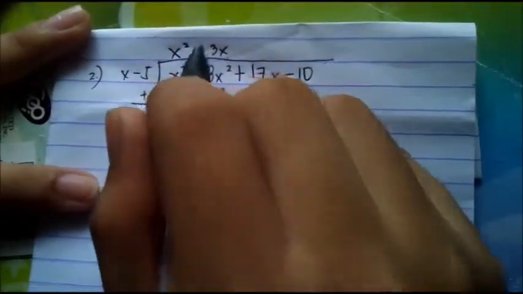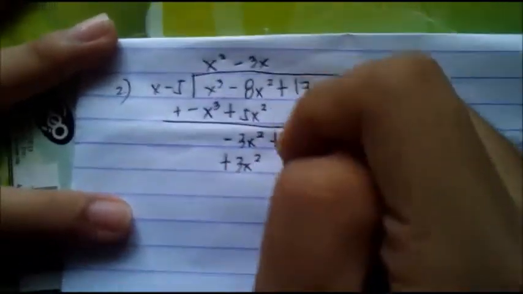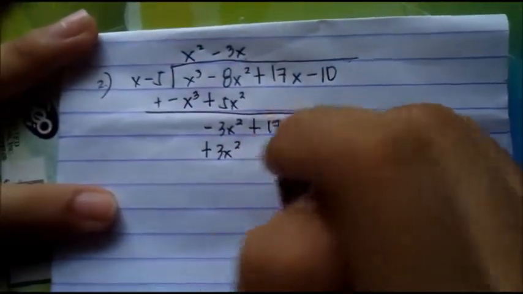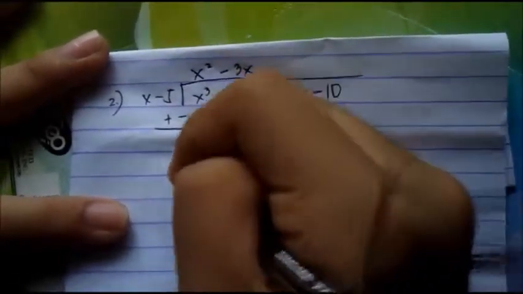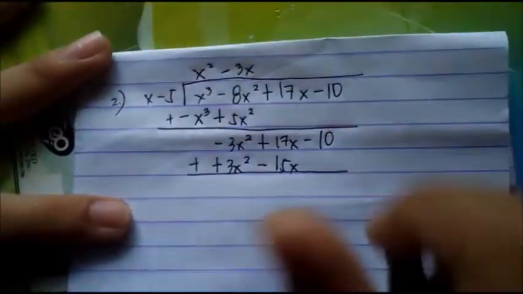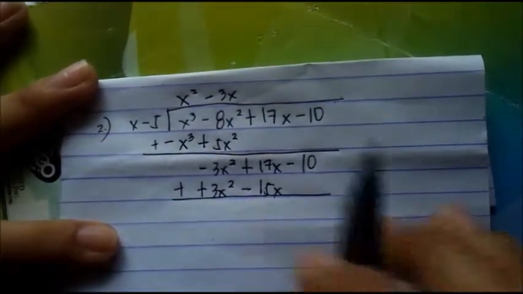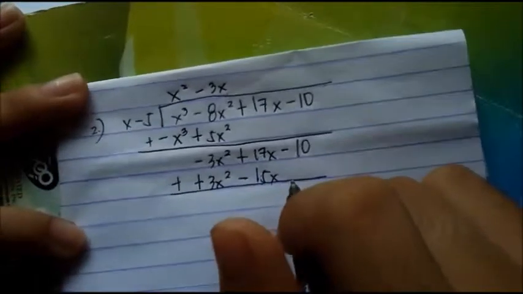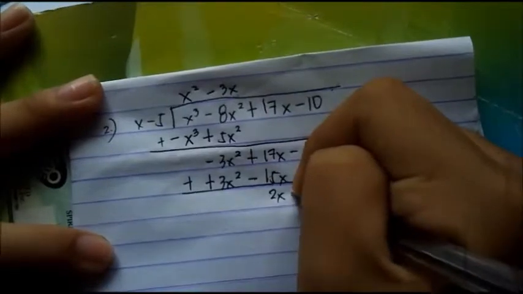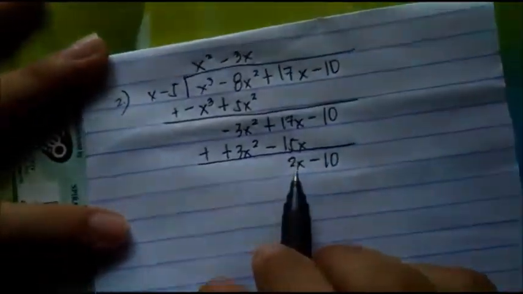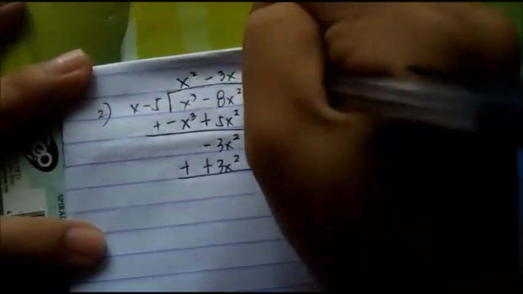And, negative 3x times negative 5 equals 15x. Change the sign. It becomes negative 15x. Add them. Negative 3x squared plus positive 3x squared is 0. So, 17x plus negative 15x equals 2x. Then, bring down the negative 10. So, next, 2x divided by x equals positive 2.